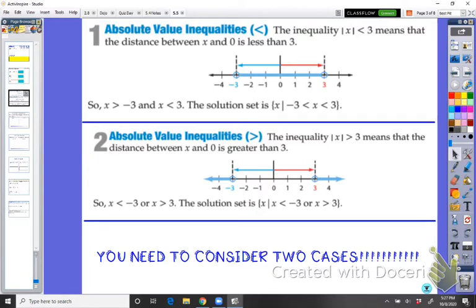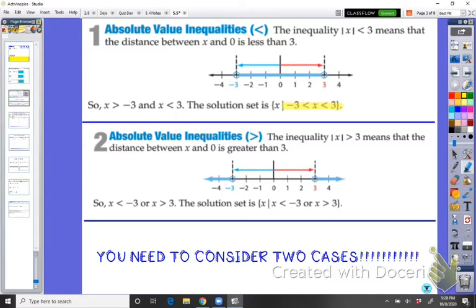So the first one here, the inequality, the absolute value of x is less than 3, actually means that the distance between x and 0 is less than 3. So you can see that graphed on the number line. If I'm at 0 on the number line and I go 3 to the left or 3 to the right, I am within -3 and +3. So that solution set is written as that double inequality that we saw from the previous video. -3 is smaller than x is smaller than 3. So it's somewhere in between -3 and +3.